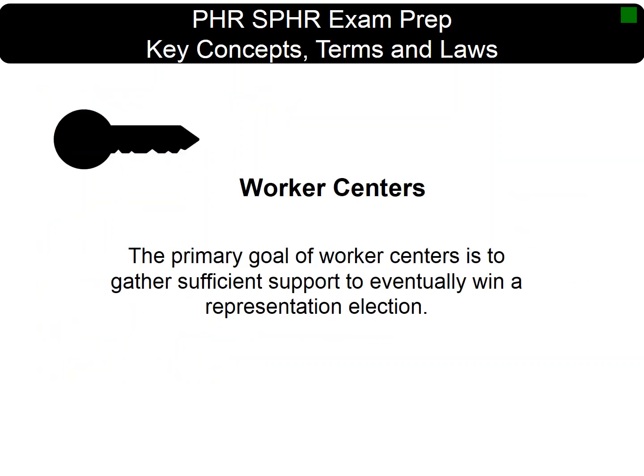Employees who do not have sufficient support among their coworkers to create an organized union can form a worker center of like-minded employees who function like an employee interest group. The major activities of worker centers involve picketing activities to protest company policies and attract the support of coworkers and the public.